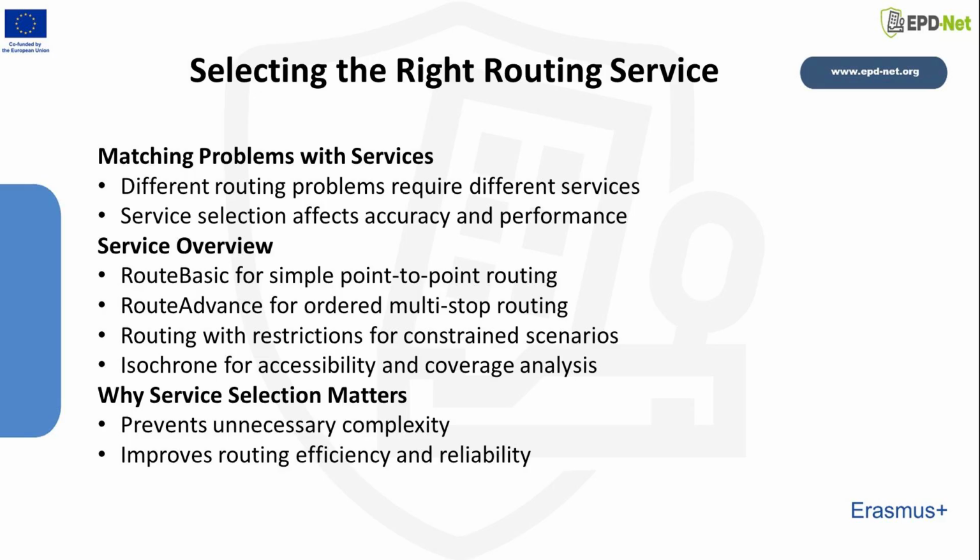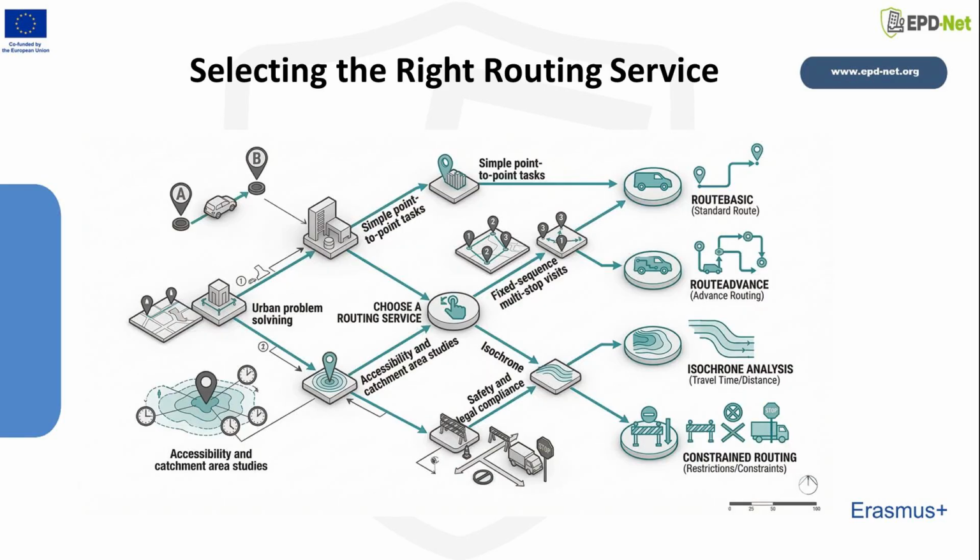Simple point-to-point routing scenarios are best handled using route basic, while scenarios involving multiple stops with a predefined order require route advance. Routing with restrictions is essential when legal, safety, or operational constraints must be respected. Isochrone analysis, on the other hand, is most suitable for evaluating accessibility and service coverage. By matching routing problems with the appropriate services, routing systems can avoid unnecessary complexity, improve performance, and produce more reliable results. Service selection is therefore a critical decision in advanced routing workflows.